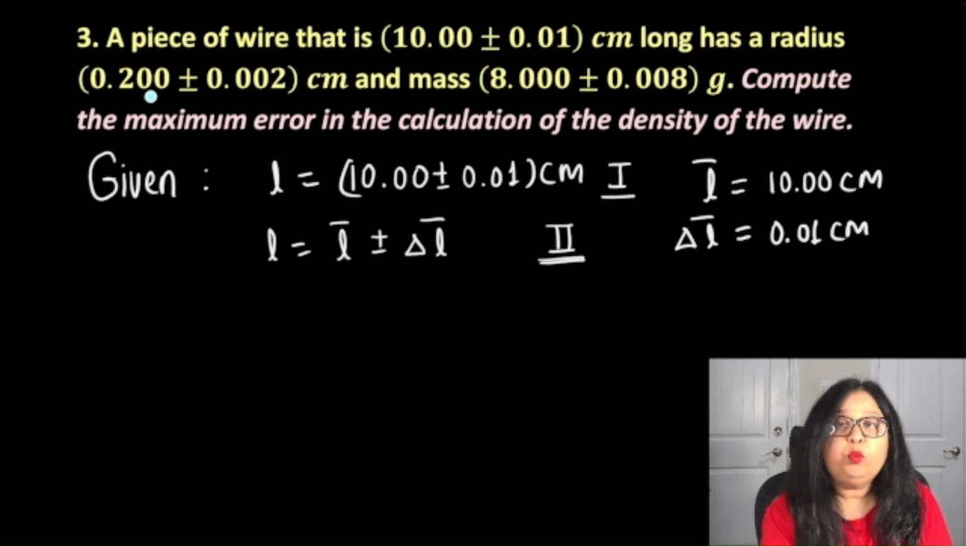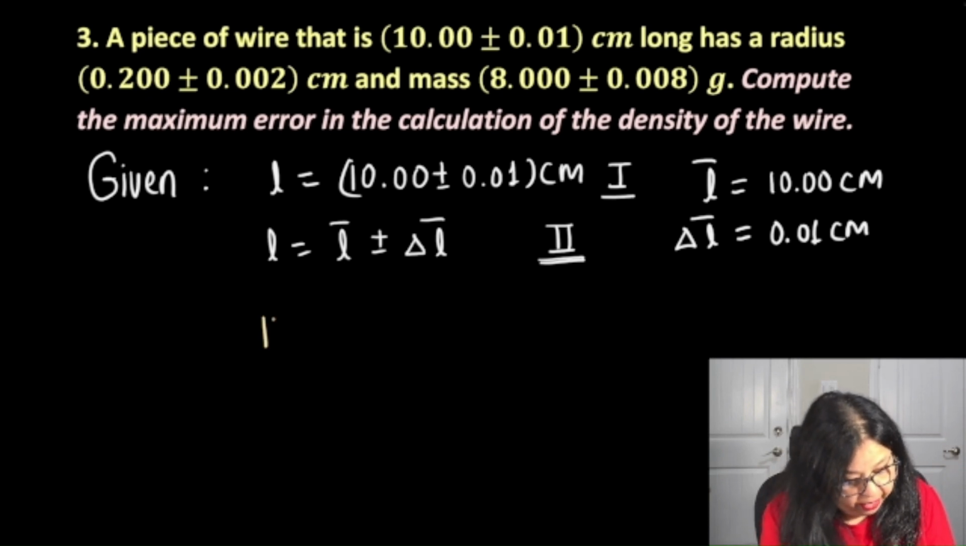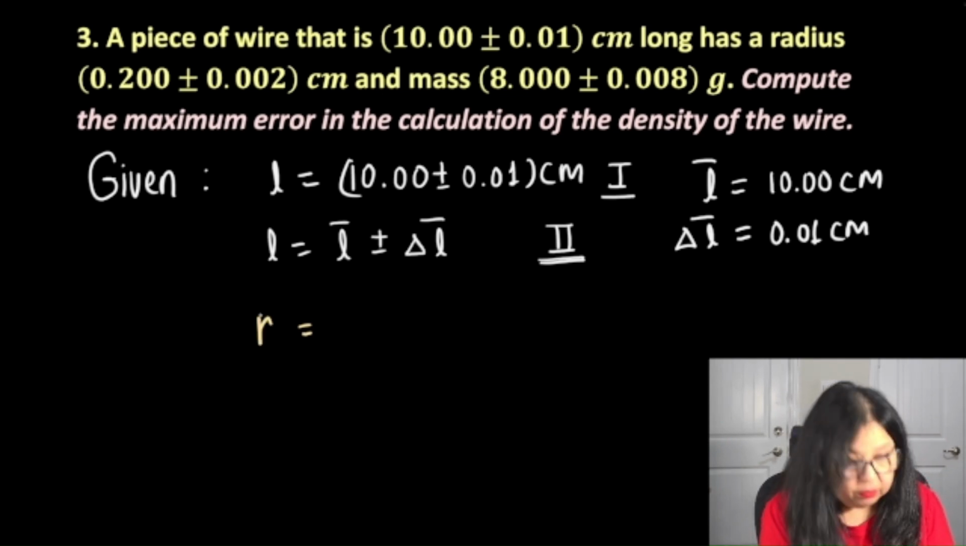0.200 plus minus 0.02 centimeters. So let's write it down. The radius of the wire. Do you want to write lowercase r here? We can. So lowercase r represents the radius.